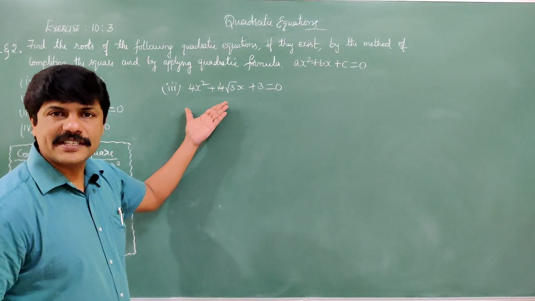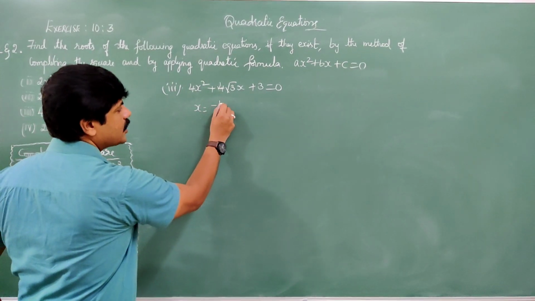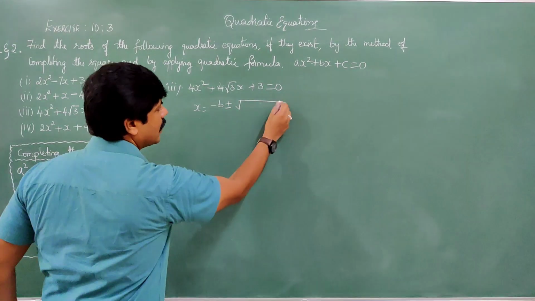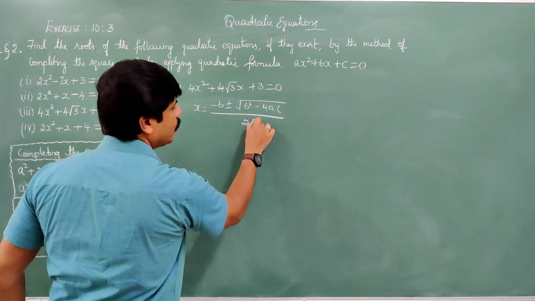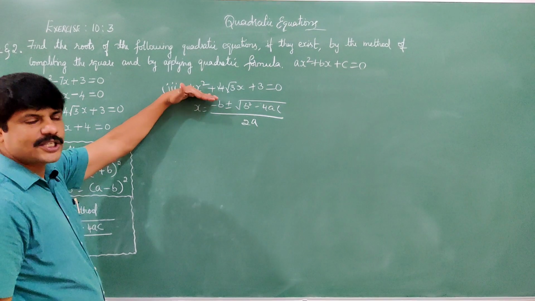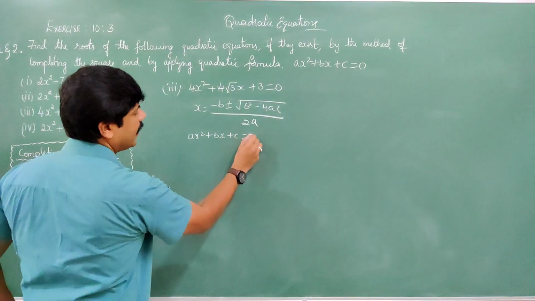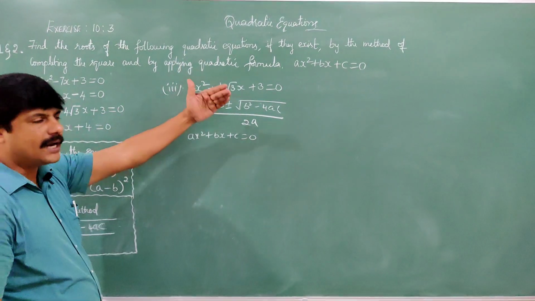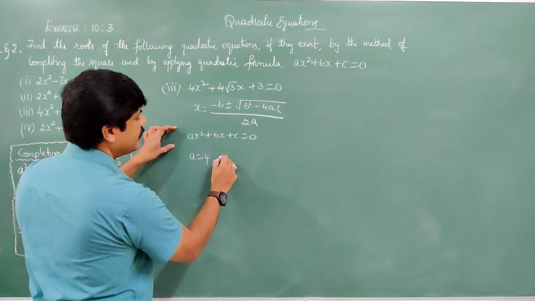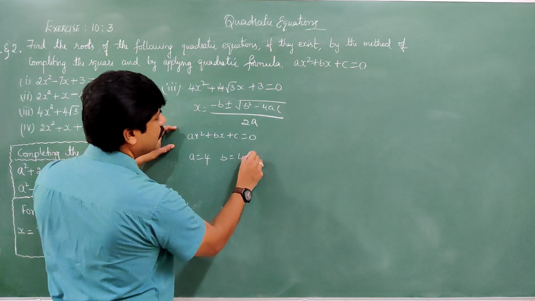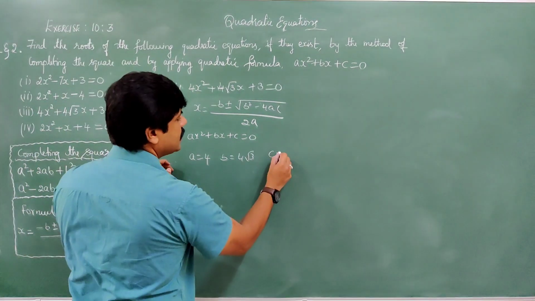We will find the roots of the same equation by the quadratic formula method. What is the formula? x is equal to minus b plus or minus the square root of b square minus 4ac, whole divided by 2a. Now compare this with the standard equation, ax square plus bx plus c equals 0. When you compare, you will get the values of a, b and c. a is equal to 4, b is equal to 4 root 3, and c is equal to 3.